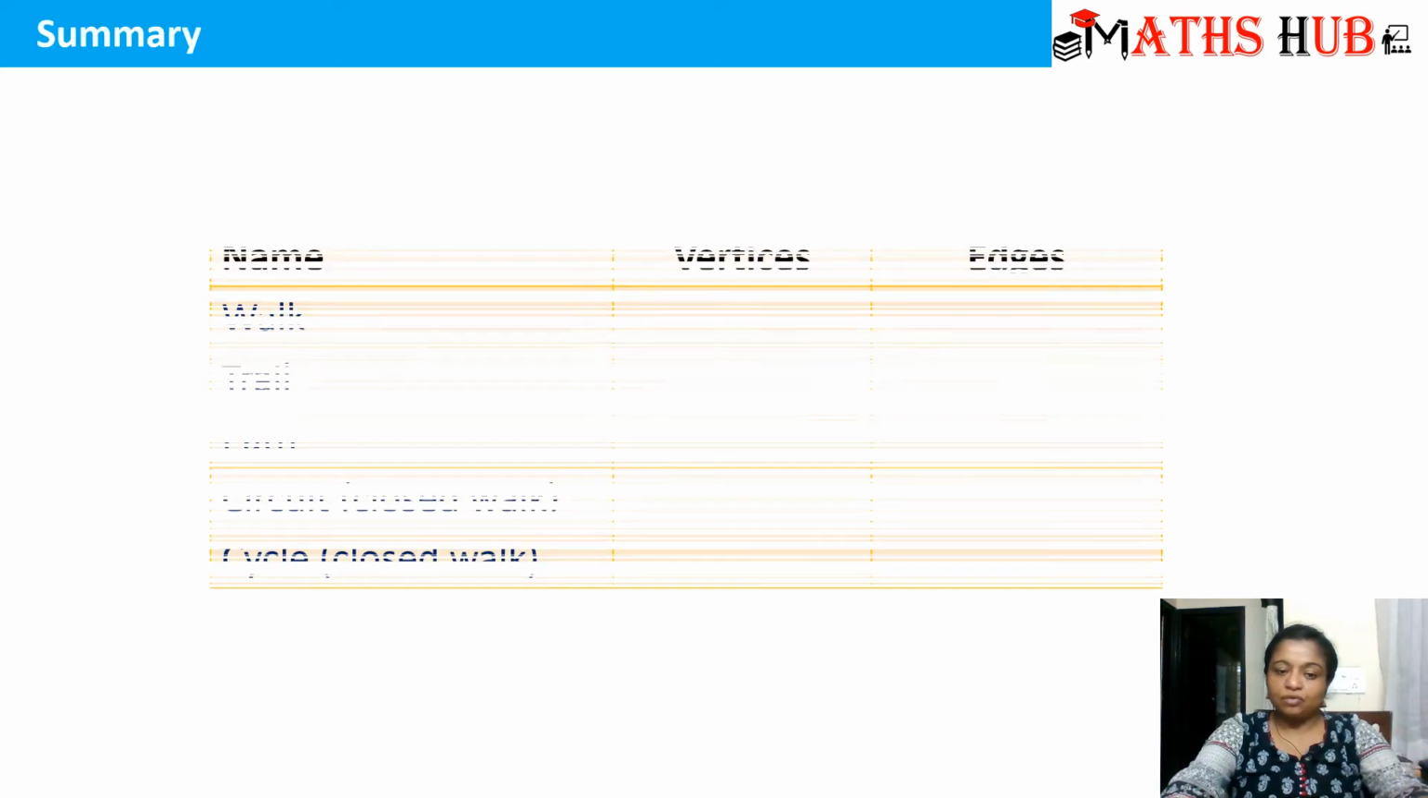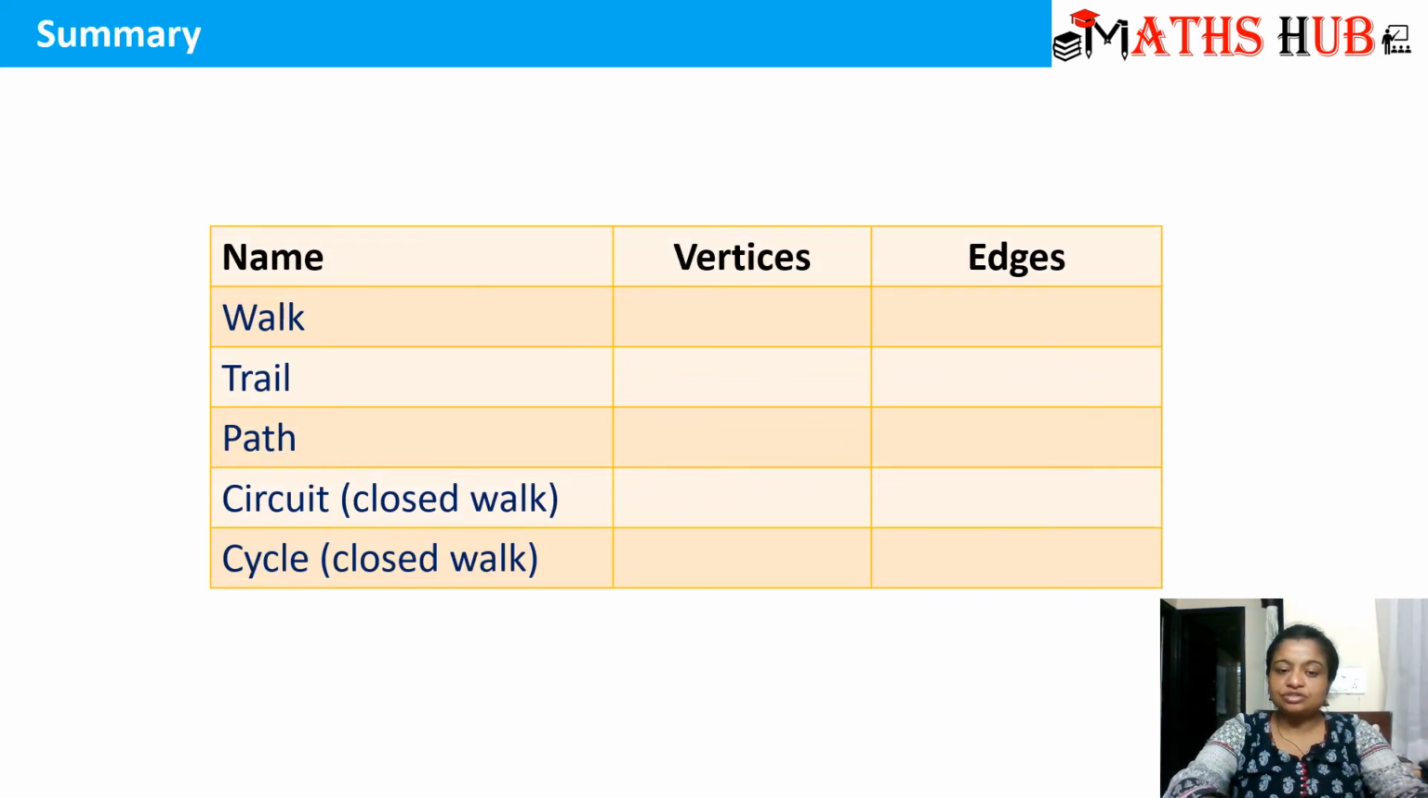So now let's summarize all these types of walk with the help of the restrictions on the vertex set and the edge set. When we were discussing a walk, there was no restriction on vertex, there was no restriction on the edges. That means the vertices and the edges can repeat multiple times. So repetition is allowed, right? When we talked about a trail, vertex repetition was allowed, but the edges could not repeat, right?